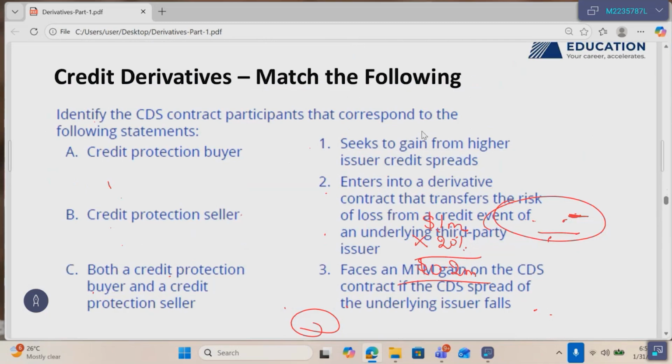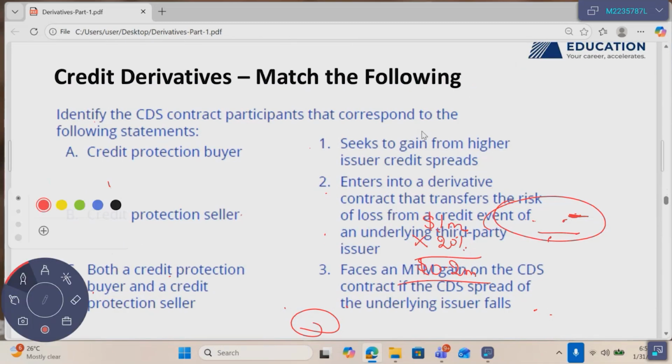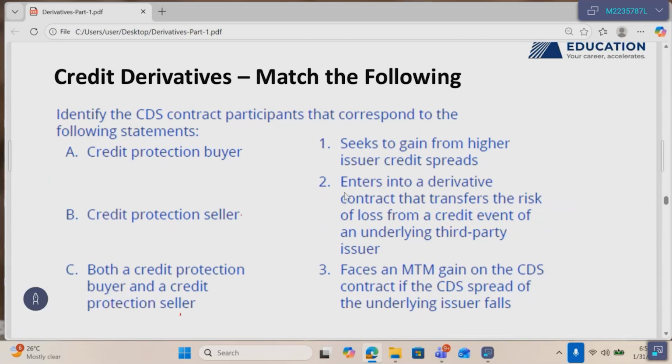Okay, come back to our famous master columns. Someone tell me what's the answer here. Who will buy protection? The one who transfers the risk of loss to an unlike party. So the buyer is entering a contract to transfer the risk. He's saying, boss, I don't want the risk, you take the risk. So the buyer transfers the risk, right? The seller is receiving the premium, correct?